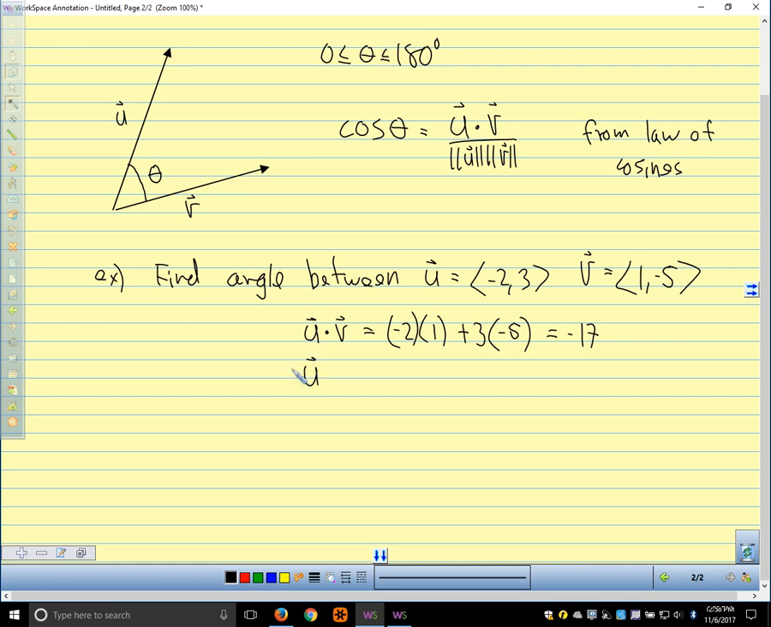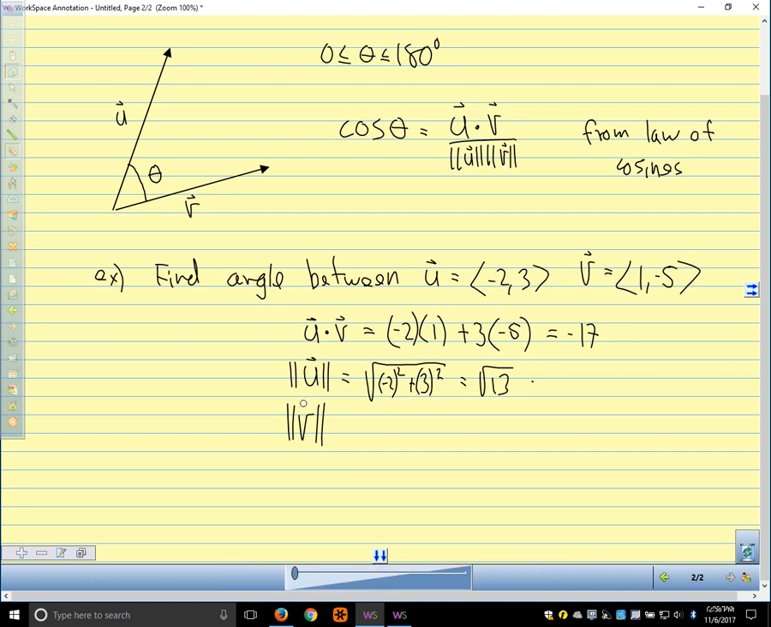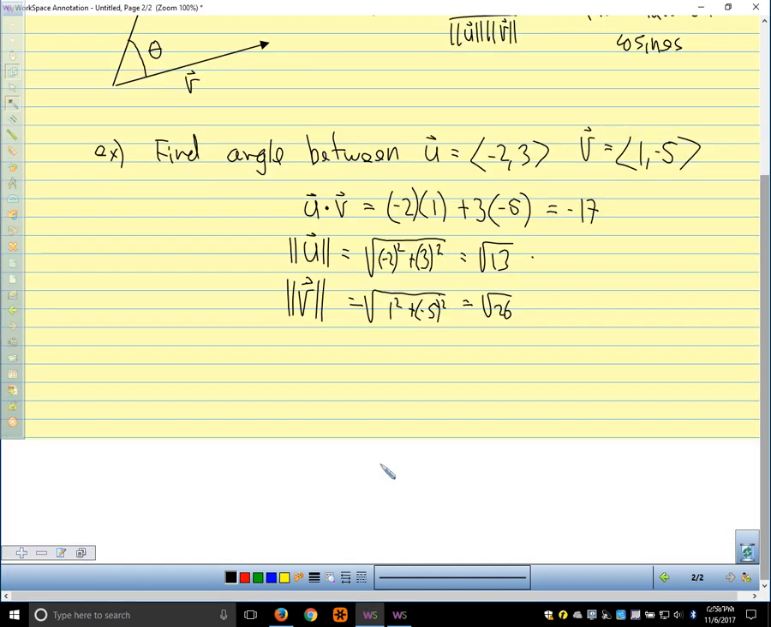We need the magnitude of u, which is the square root of -2 squared plus 3 squared, which is square root of 13. And the magnitude of v, which is the square root of 1 squared plus -5 squared, square root of 26. All of these easy things to calculate.